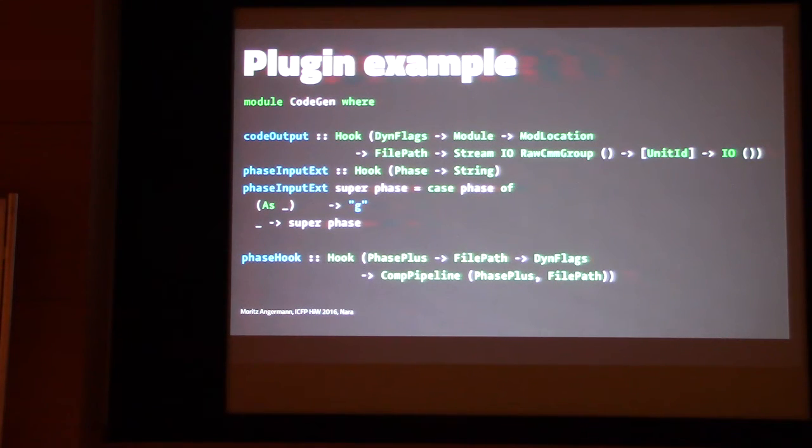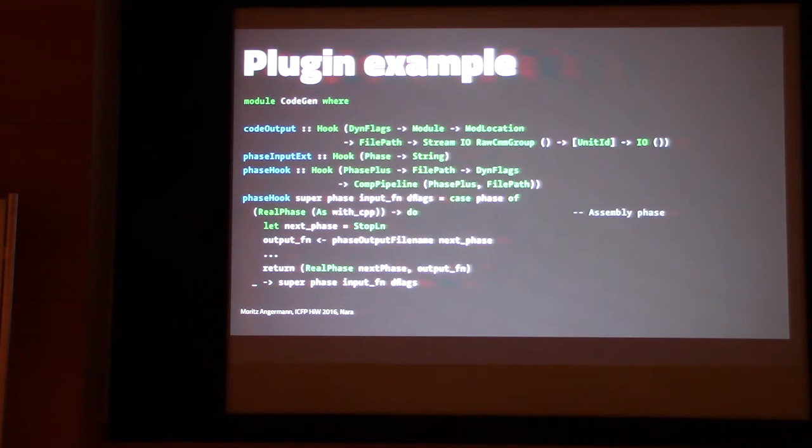So in the assembly phase, you could say, okay, the next phase I basically want to skip everything. I just stop here, and then you get yourself the output file you want to have, and say, okay, the next phase you're returning is the stop phase, and this is your final file. That way, you basically subverted the whole compile pipeline to your own needs.